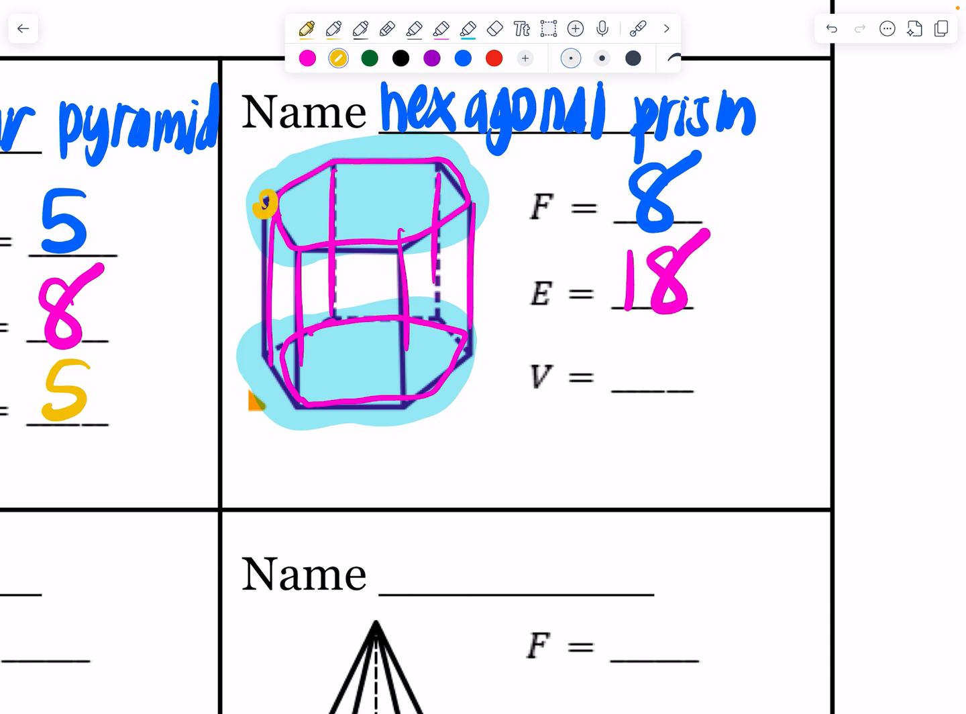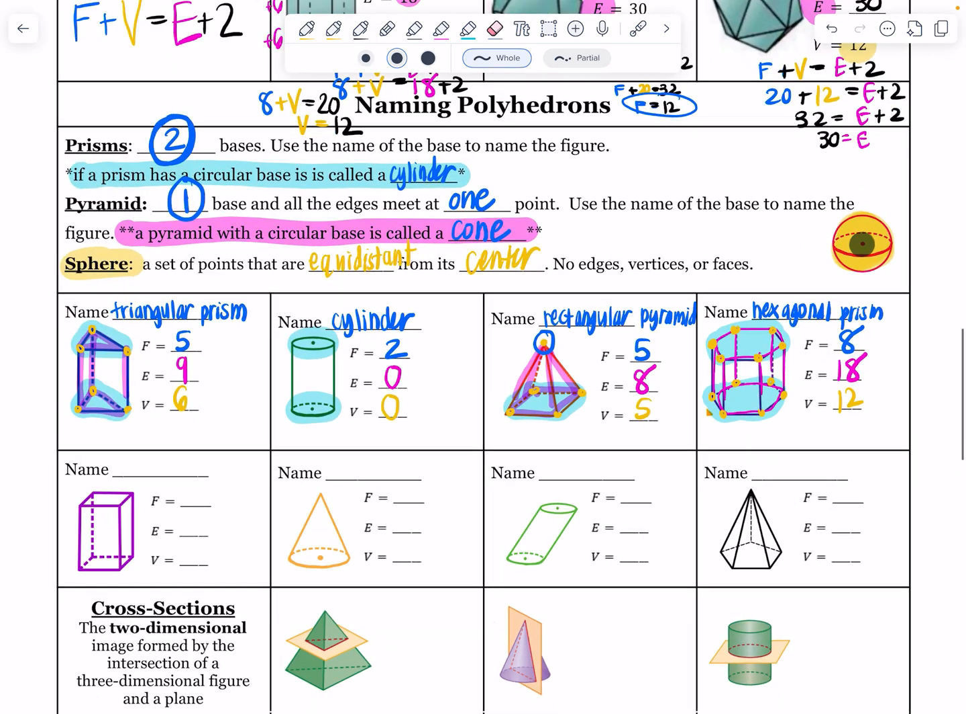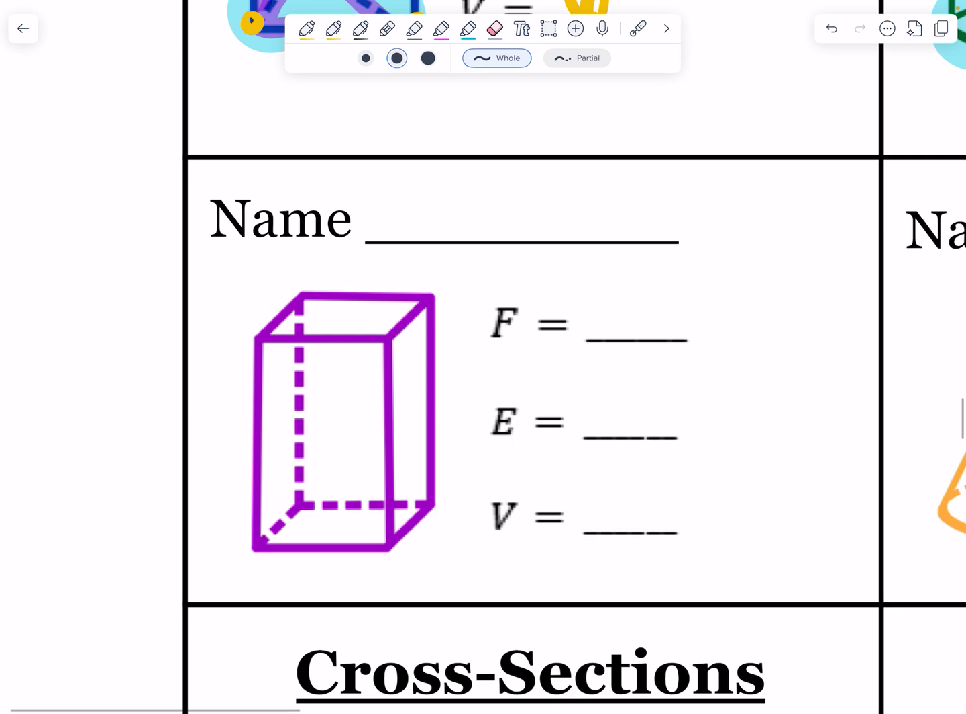But what about the vertices? 6 on top, 6 on bottom, those pointy parts. There we go. 6 plus 6 makes 12 vertices. Again, check it. 8 plus 12 is 20. 18 plus 2 is also 20. So just some practice naming these shapes.